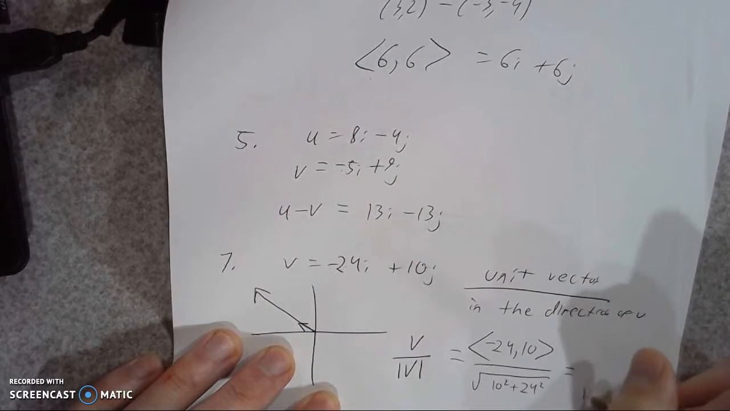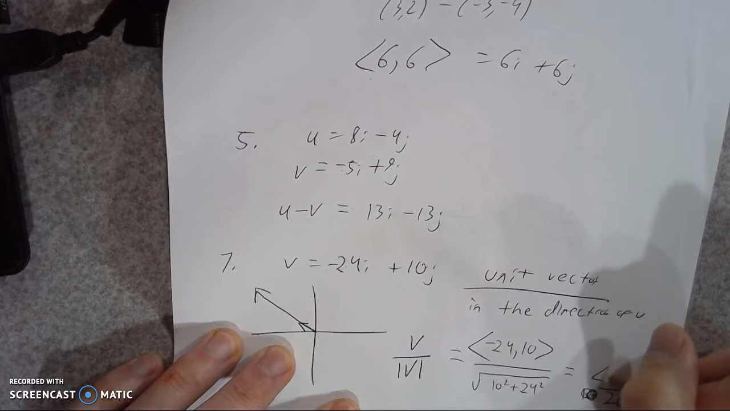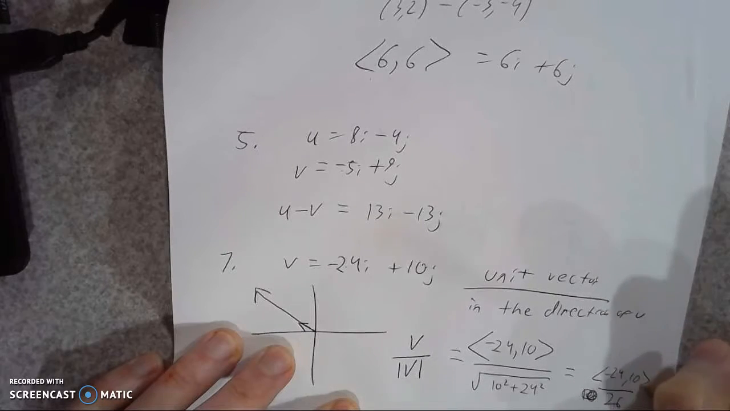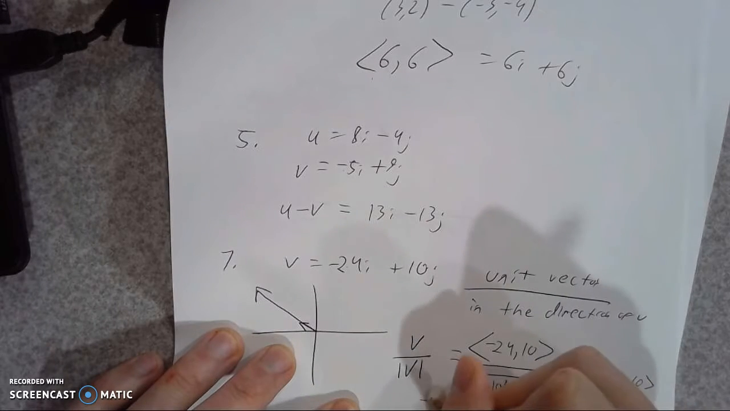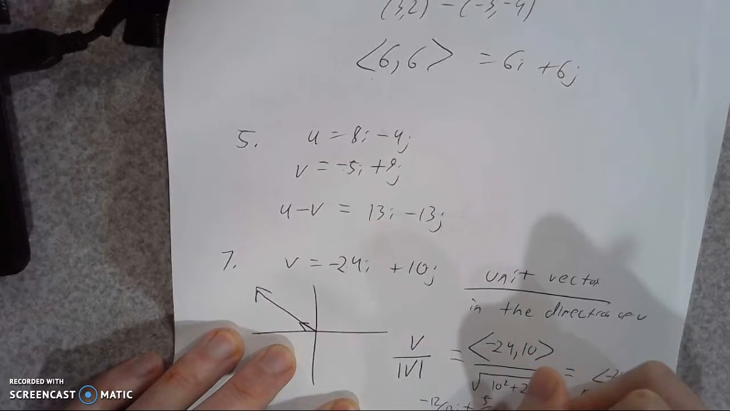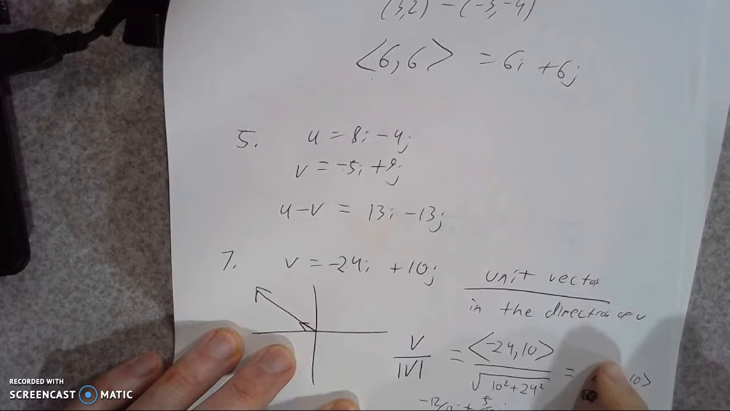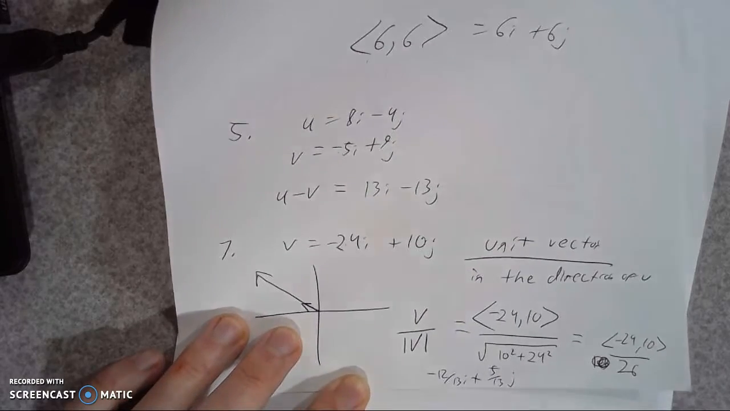Well, it turns out that number on the bottom is 26. So this is -24, 10 over 26. Well, if you divide each one of those terms, what you're left with is -12/13 i plus 5/13 j. Right, because 24 over 26 is 12/13, and 10 over 26 is 5/13. That's my vector that I need.